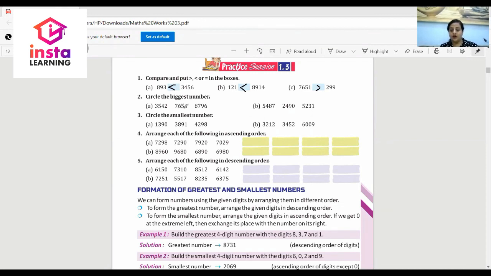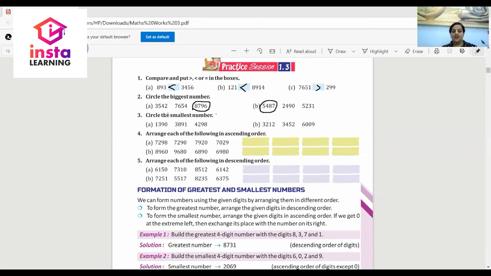Now circle the greatest or biggest number. 3000, 7000, 8000. Which is bigger? We will come to know about this by circling the bigger number. Okay. Now 5000, 2000, 5000. Here 5000, 5000 are the same. If it is coming the same, then we will see the 100 place value, that is 4 and 2. It means 400 and 200. Which is bigger? 400 is bigger. So we are going to circle the biggest number, that is 5487.